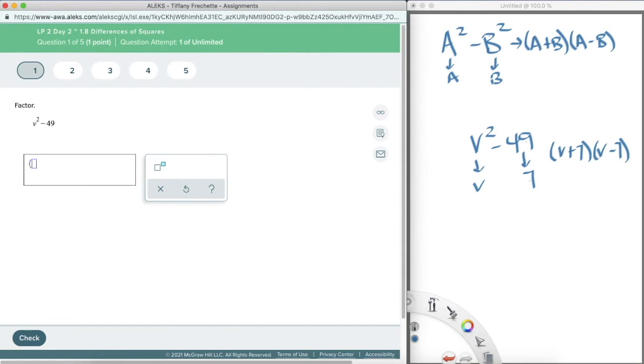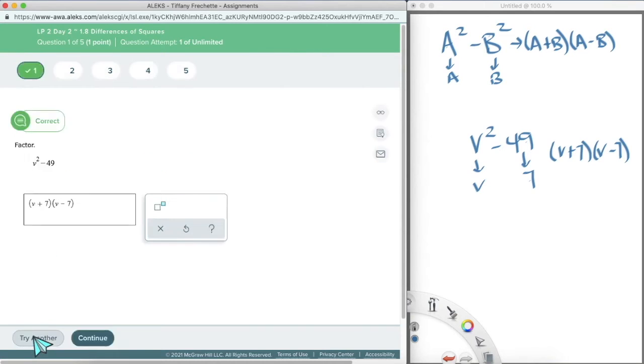So let me type these in. Plus 7 and v minus 7. Type these. Okay. We are going to go to our next piece here.